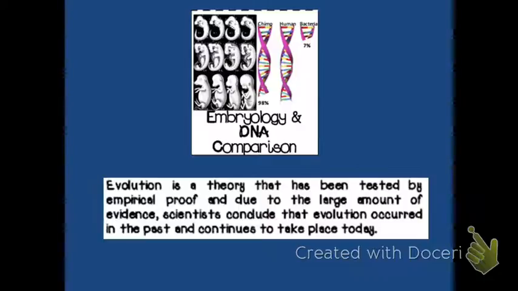So before we get into that, let's start by addressing the fact that evolution is a theory, and in science, remember that theories mean something. And so when we say evolution is a theory, this means that we have evidence to support it, and it is widely accepted by scientists. So it's a theory that has been tested and has empirical proof, which is the evidence we're going to be discussing today, with a large amount of evidence, and that allows us to conclude that evolution has occurred both in the past and it's still taking place today. All right, so here we go.